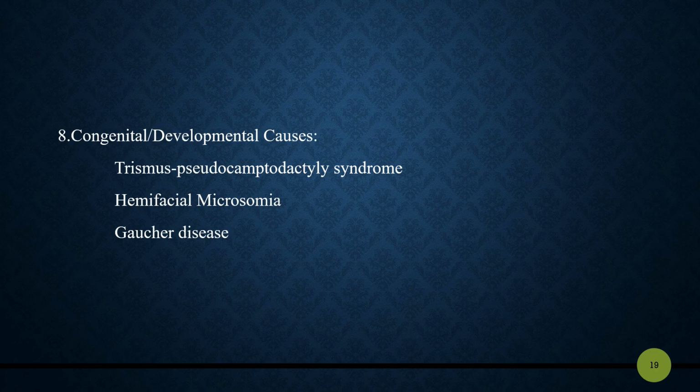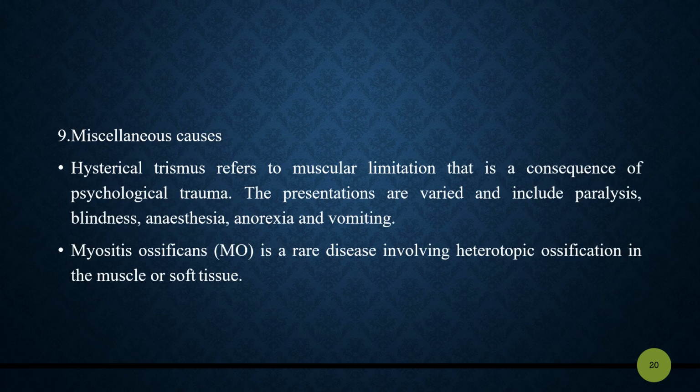There are certain syndromes associated with trismus. These include trismus pseudocamptodactyly syndrome, hemifacial microsomia, and Gaucher's disease. There are a few miscellaneous causes wherein we can find trismus, like hysterical trismus. It refers to a muscular limitation that is a consequence of psychological trauma, and the presentations are varied and include paralysis, blindness, anesthesia, anorexia, and vomiting.